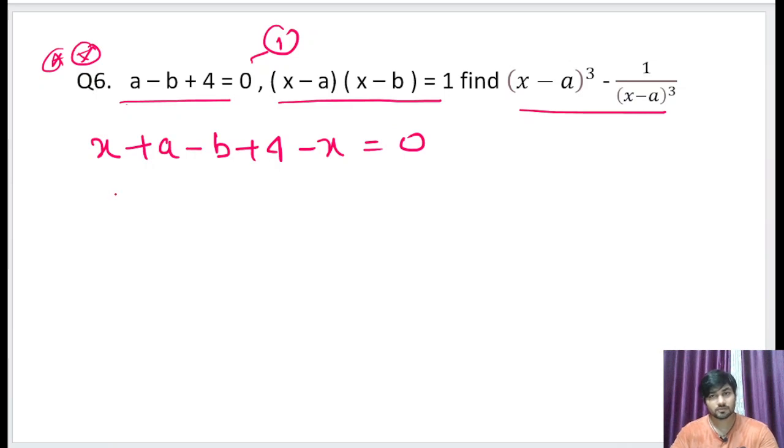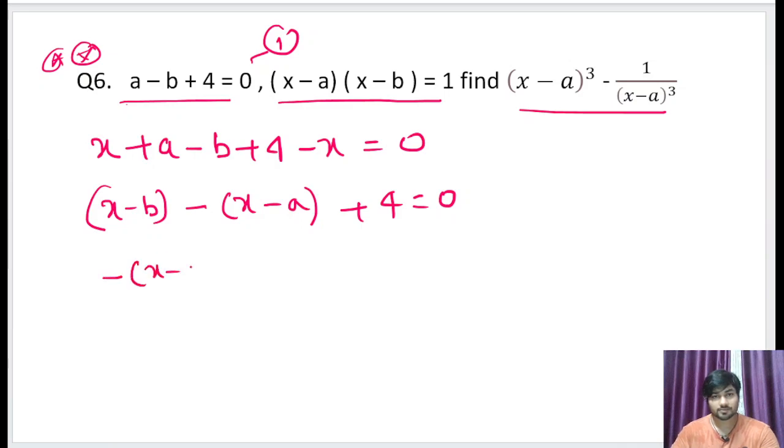After watching the question clearly, I see that if I take x minus b in a bracket and if I take minus common, then I'll get x minus a here and plus 4 is equal to 0, right? Now again, if I write it down here as minus x minus a plus x minus b, and if I take the 4 on the other side of the equal sign, it will be minus 4, and this minus will be cancelled out, right? But I know I have made a mistake here, and I wanted to check whether you are watching or not.